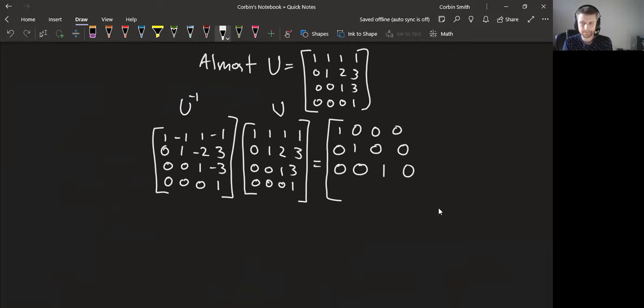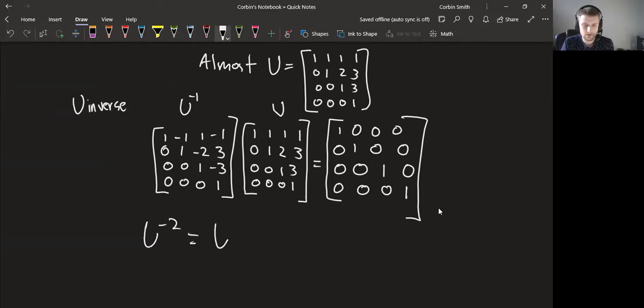What's up, Ian? What? Wait, that looks like u to the negative 1. Yep, that means u inverse. What's u to the negative 2 then? It's equal to u inverse squared, or u inverse as matrices.